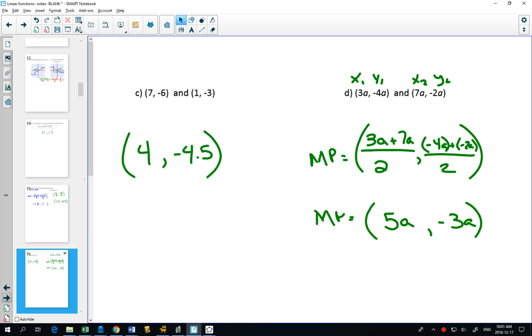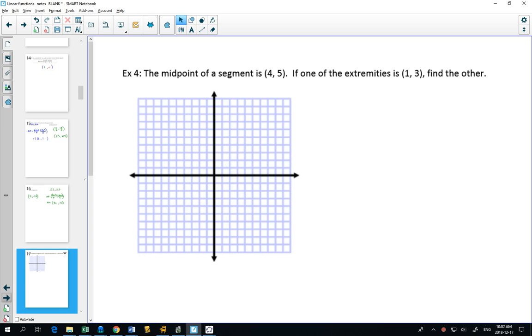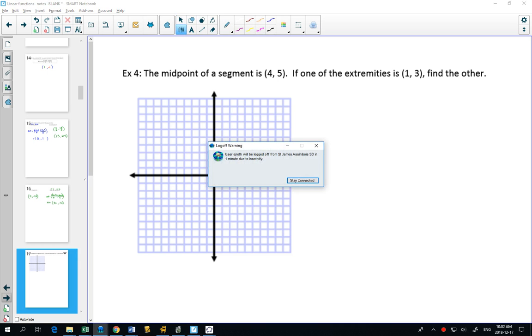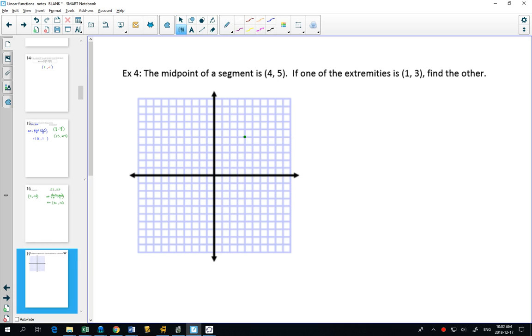So all of these questions said, here's the points, find the midpoint. In this next question, they say, here's the midpoint of a line segment. I'll draw it in green here, 4, 5. That's the midpoint. And one of the endpoints is at 1, 3. How am I going to find the other endpoint?